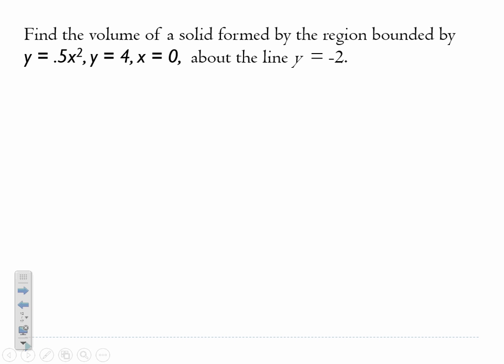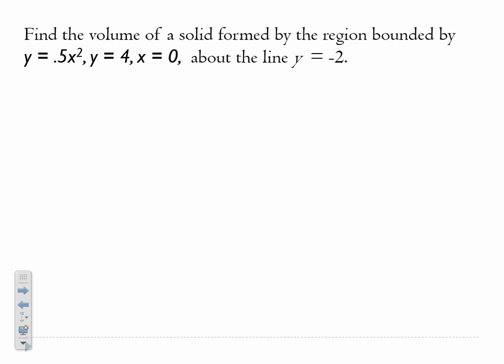Will we ever rotate anything about a line that isn't straight horizontal or straight vertical? We will. Tomorrow we're going to rotate around vertical lines. Today we're just going to focus on horizontal lines. I thought you meant a curved line. No, just any line, like y equals x.